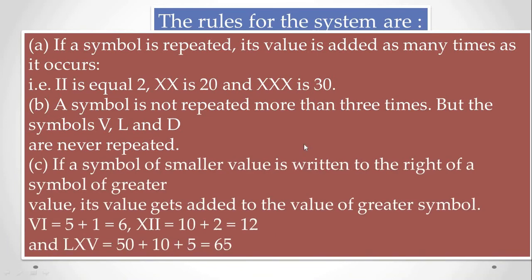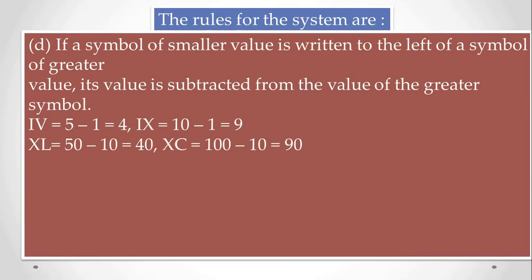If the symbol of smaller value is written to the right hand side of the symbol of greater value, it is added, like 5 plus 1, 6. Here 10 plus 2, 12. And here 50 plus 10 plus 5 is 65. If it is like that.